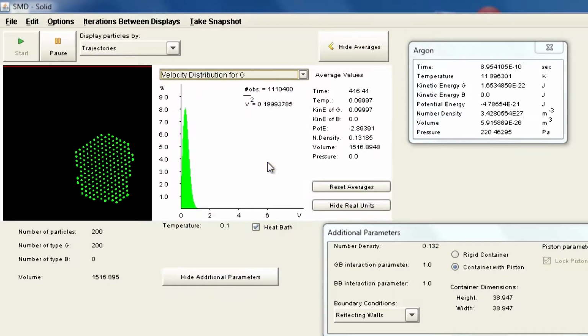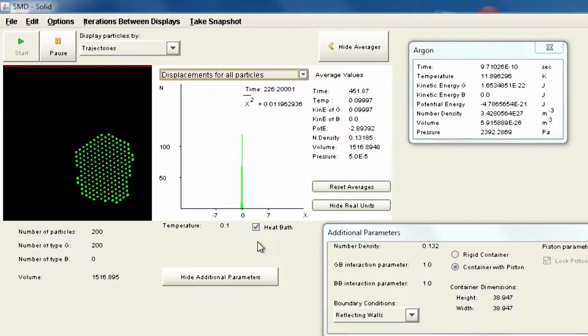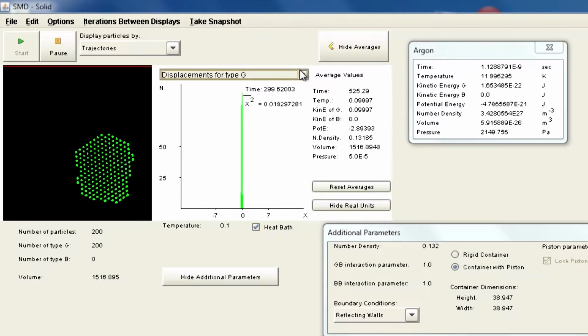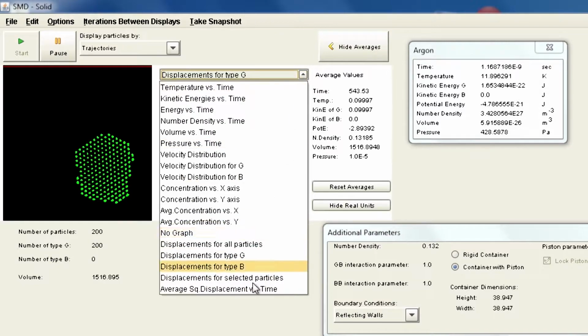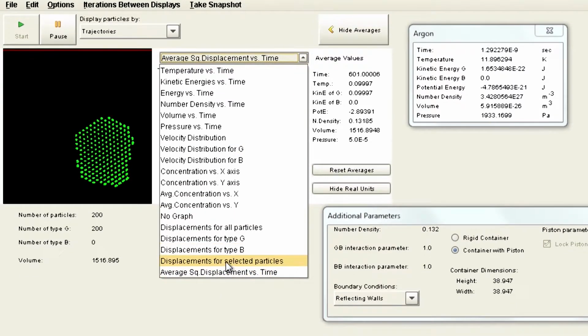Now you are looking at the velocity distribution for the particle B. Displacement of all particles, not much. This is the mean square displacement that you are looking at, so it is a constant property. Average square displacement versus time. If you look at it, there is not much of that, it is very, very small.